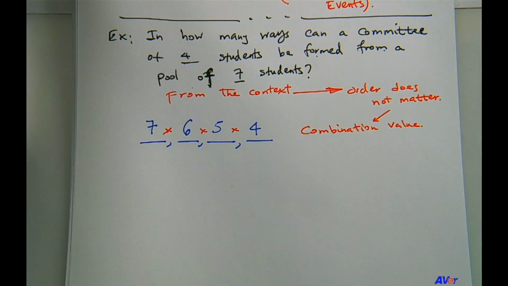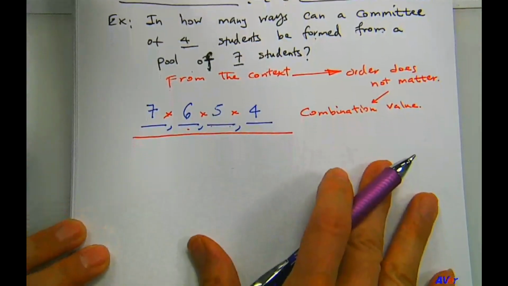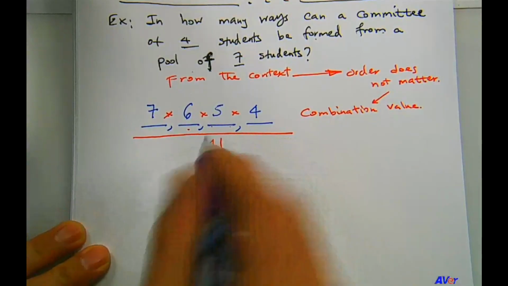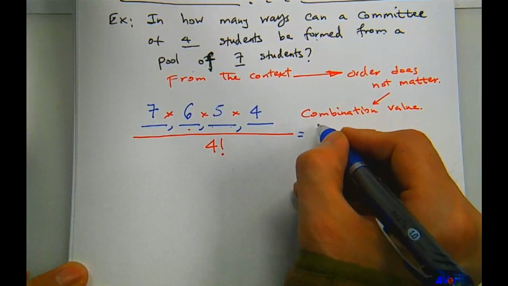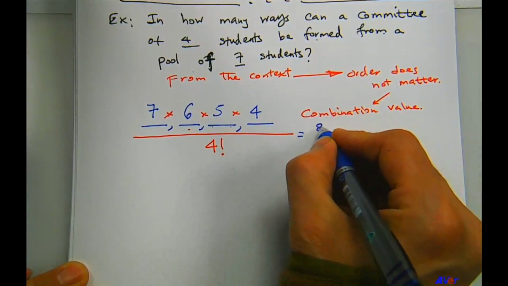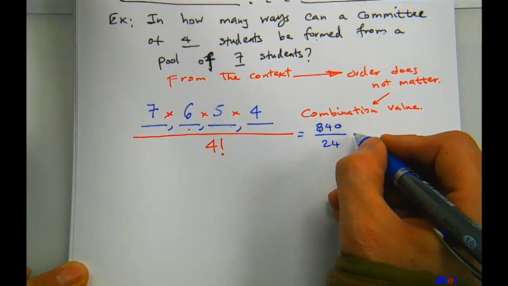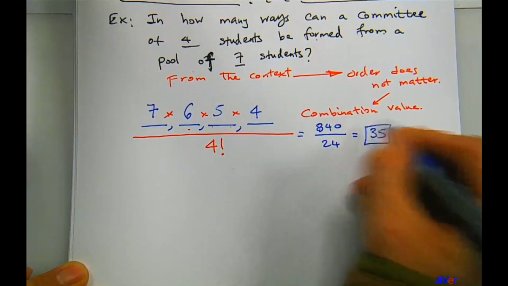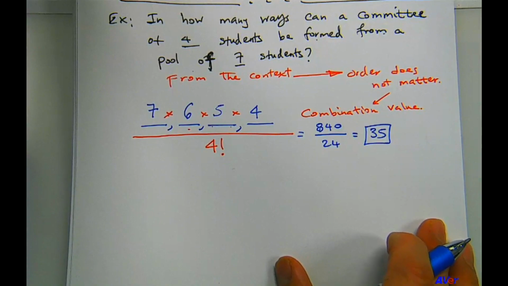So to get rid of the duplicates, we want to divide this by the number of positions that we're selecting for factorial. So 4 factorial. Okay, so if we calculate this, we will get 840 divided by 24, which is 4 factorial, equals 35 possible ways of picking committees that have at least one member different than the other committee.